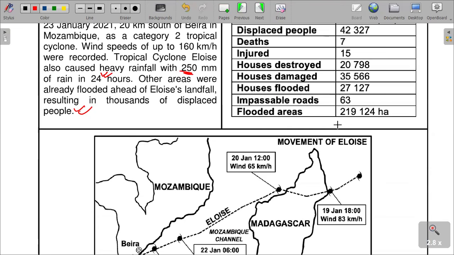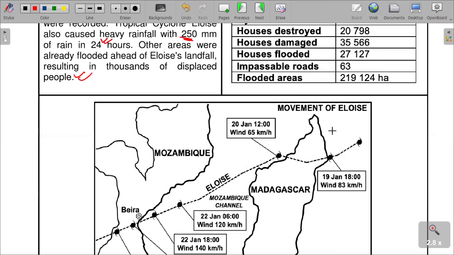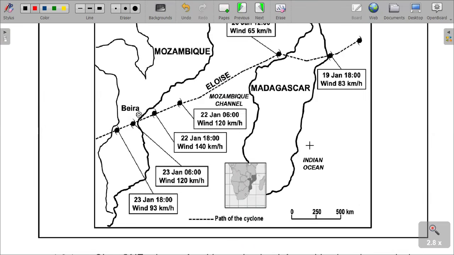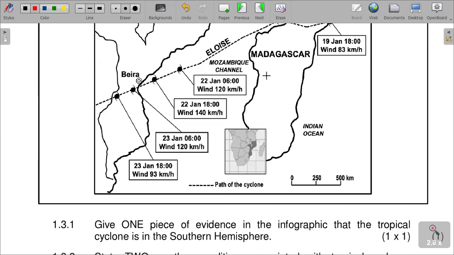And then we have the movement of Eloise, which is 21 January at 12 o'clock, with a wind speed of 12 kilometers per hour. And then we are shown Mozambique, the Indian Ocean, Madagascar, all shown at the different times that it was arriving and hitting different places. Obviously, as you can see, this is the path of the cyclone that is shown there.